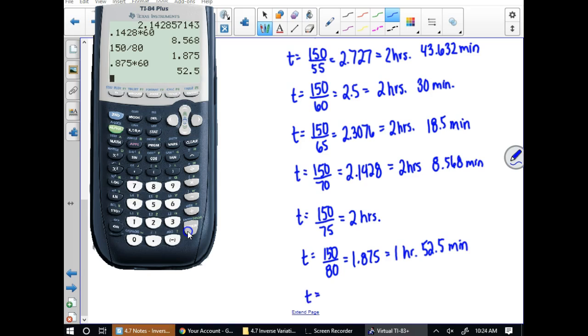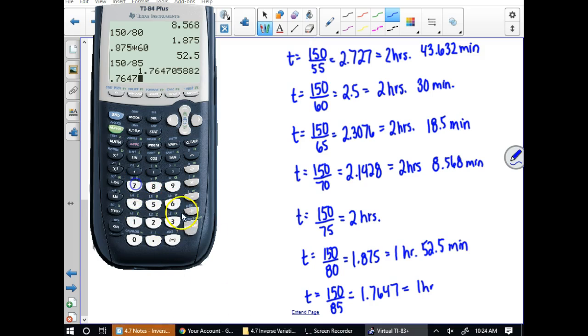Alright, let's say that we go 85. You are begging for a ticket if you ride 85 all the way to Raleigh. Okay, so 1.7647, 1 hour. Okay, times 60. We get 46 minutes.